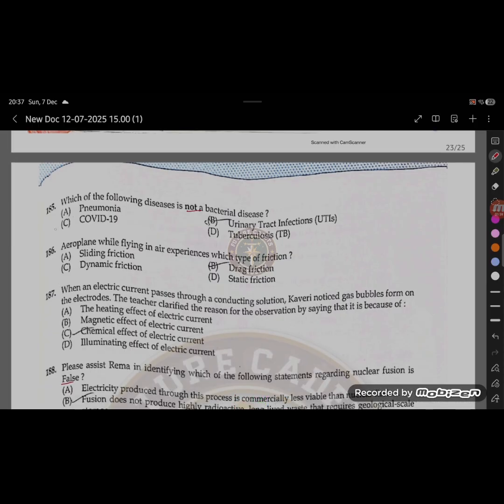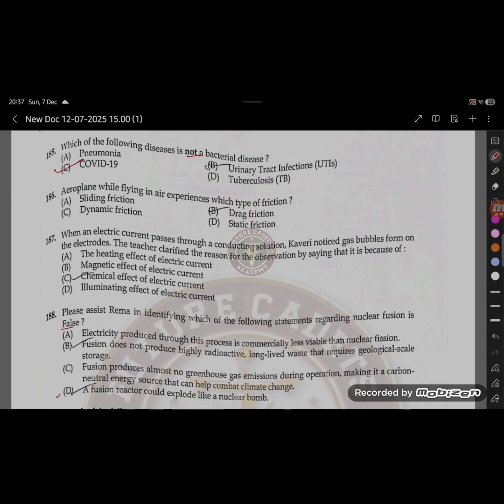Now it is not a bacterial disease. We all know COVID-19 is not a bacterial disease, it is a viral disease caused by the COVID-19 virus. Aeroplane while flying in air experiences drag friction. Drag is a kind of friction which is asserted by fluids on any object, and hence drag would be the correct option. 187 is about gas bubbles on electrodes. So yes, it has a chemical effect of electric current.